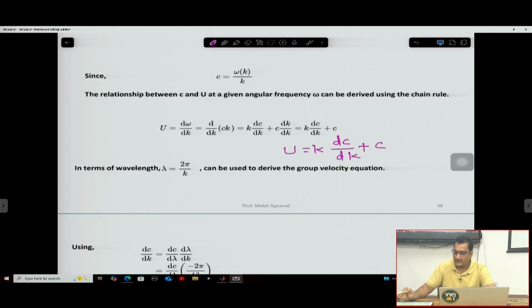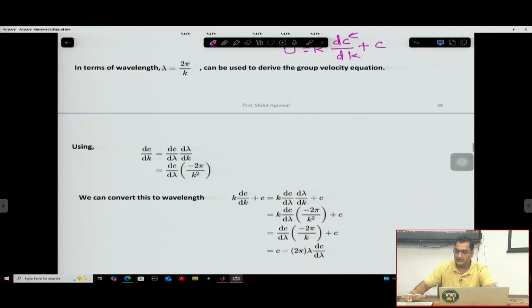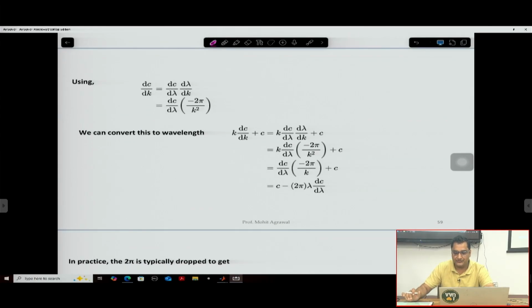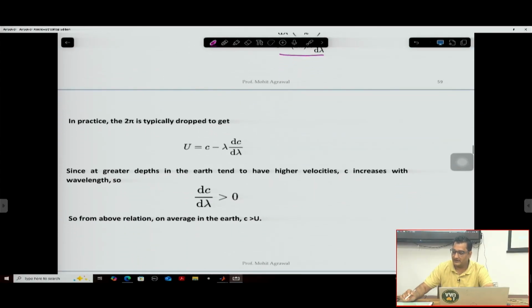In the case the wave is non-dispersive, dc by dk, k being a function of lambda, will become 0. So the envelope velocity or the group velocity will be equal to the phase velocity. Thereafter we derived the relationship of the group velocity and the phase velocity with respect to lambda. The expression was something like this. On the broader scale, if you just want to see the relationship between phase velocity and group velocity with respect to lambda, then the relation may turn up like this, right?